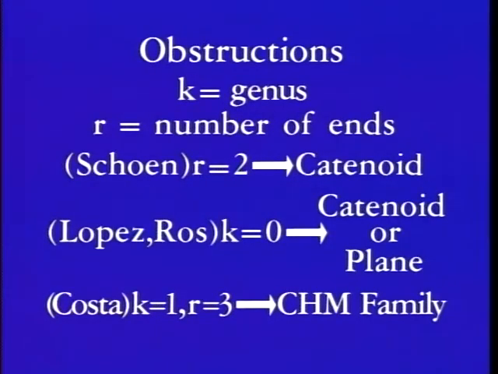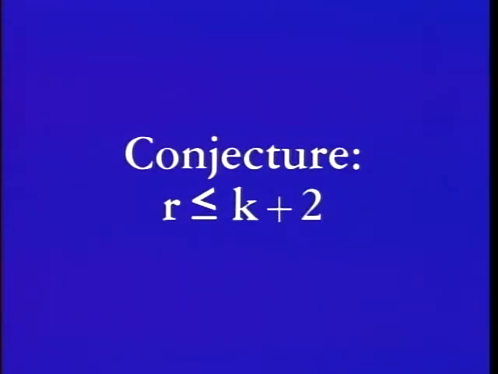If you look at this theorem of Lopez and Ross, it says that when the genus is 0, you can only have 1 end and have the plane, or 2 ends and have the catenoid. It's probably true that if you fix the genus at k, then there is an upper bound for the number of ends, r, probably k plus 2.